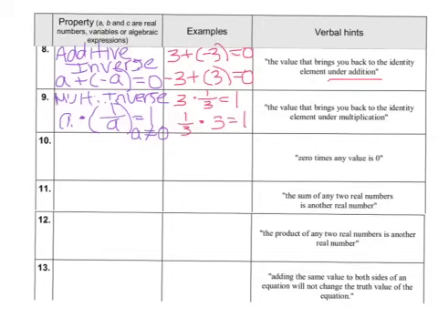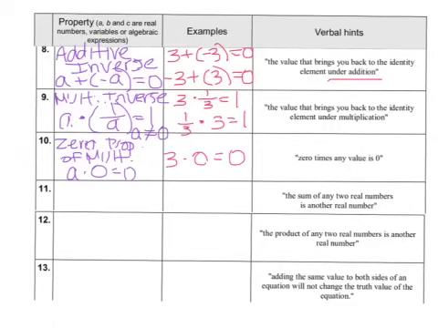Clue 10 tells you 0 times any value is 0. Here we're just talking about the zero property of multiplication. So anything times 0 is 0. Just a simple example: 3 times 0 is going to give you 0.